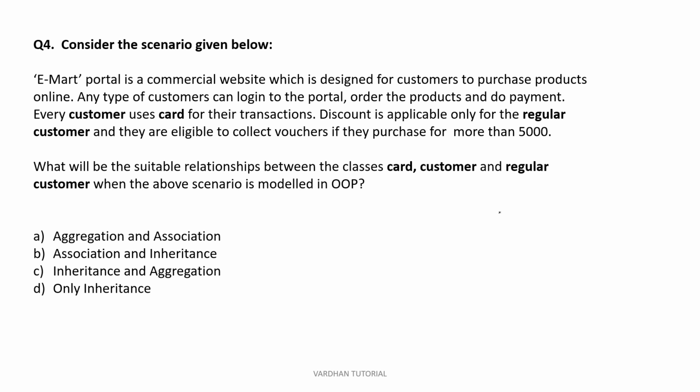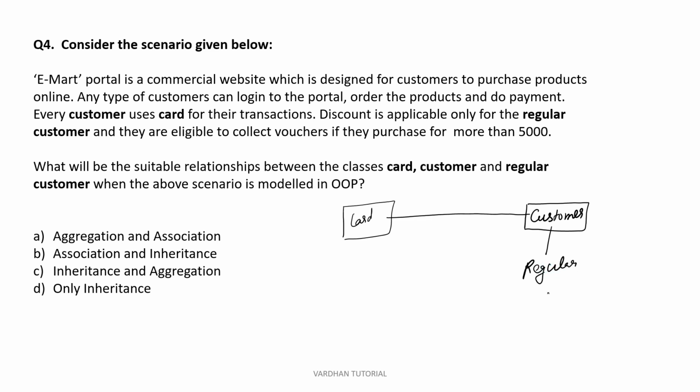Every customer uses a card. So we are having an entity customer, and every customer is using a card. So customer and card, and customer can be a regular customer. Now see, customer is a regular customer, so we can say that it is a parent class and this is a child class. So here it is inheritance. It is called is-a relationship.